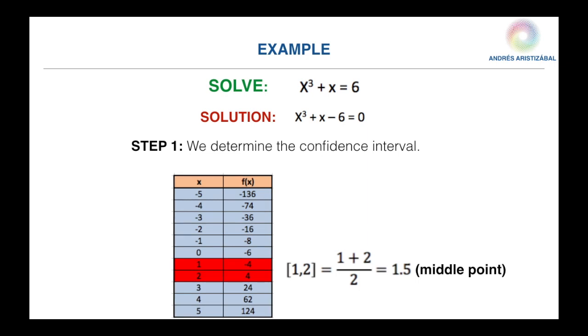We then obtain the midpoint by calculating (1 + 2) divided by 2, and this is equal to 1.5. This value is the midpoint with which we are going to work.